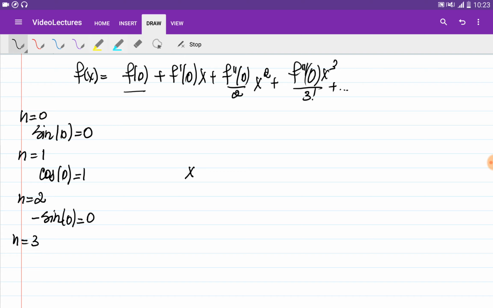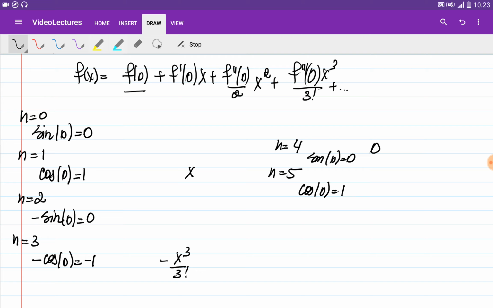When n is equal to 3, it's going to be the derivative of the minus sine. It's going to be minus cosine. At 0 it is going to be minus 1. So that is why when n is equal to 3, it's going to be minus x cubed over 3 factorial, right? So you might guess that when n is equal to 4, it doesn't exist. And when n is equal to 5, we need to take the derivative of the sine, right? Because when n is equal to 4, it's going to be the derivative of the minus cosine, which is sine of 0, which is 0. And when n is equal to 5, it's going to be the derivative of the sine, which is plus cosine of 0, which is 1. The term here is going to be x to the 5 divided by 5 factorial.